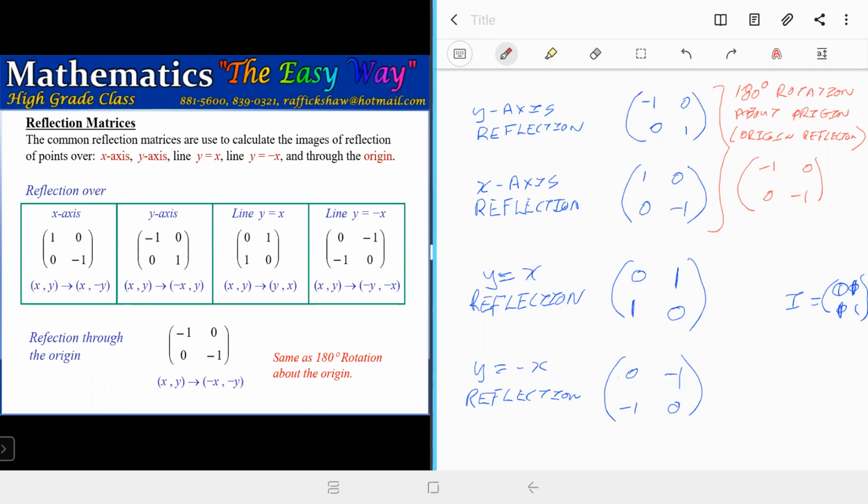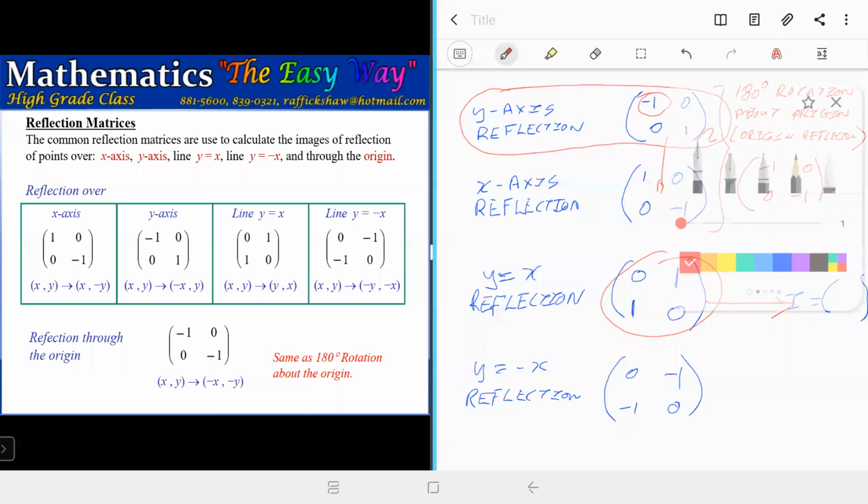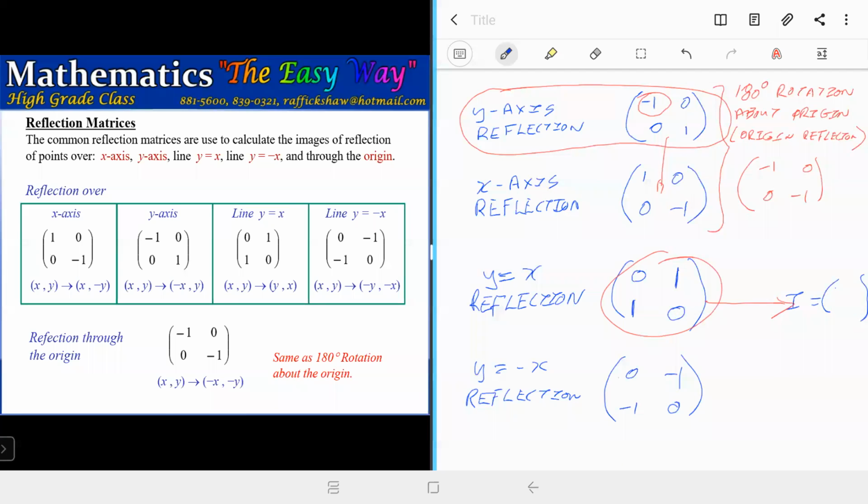That's it. Those are my reflection matrices. Easy to remember. There's 5 of them. I start by memorizing the first one that has the first -1 in it, the y-axis reflection one. If I know the y-axis one, then I automatically know the x-axis one. This one, I remember that it looks like the identity matrix. The identity matrix, the ones are here, 1, 0, 0, 1. This one, the ones are on the other diagonal.